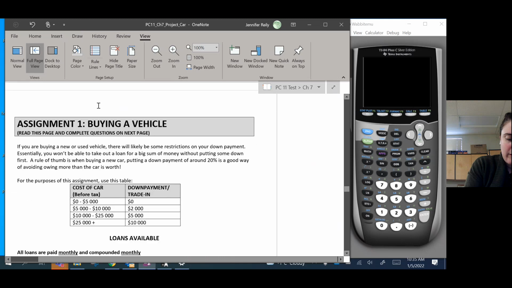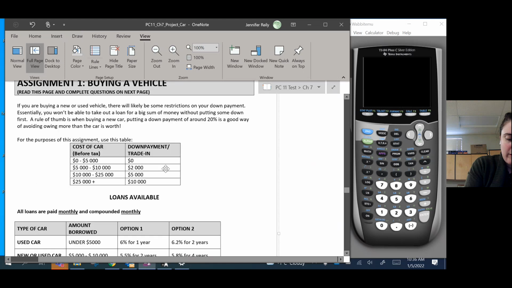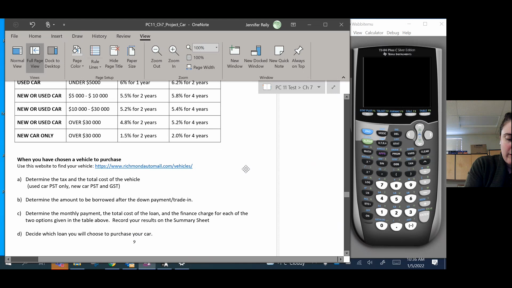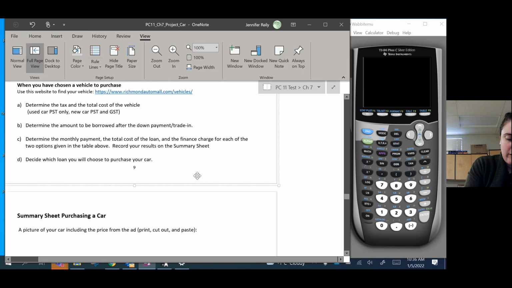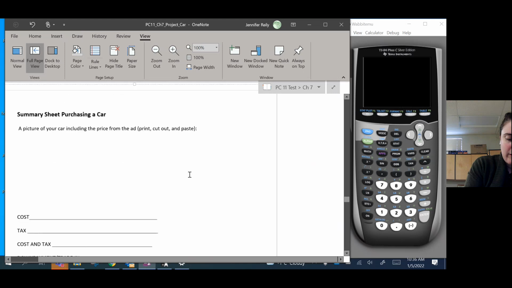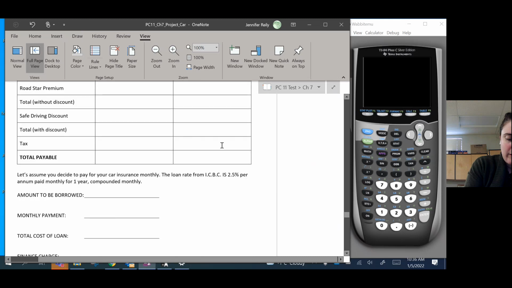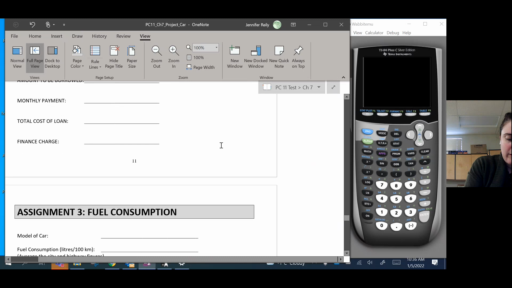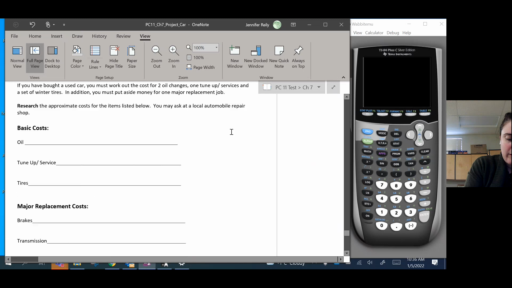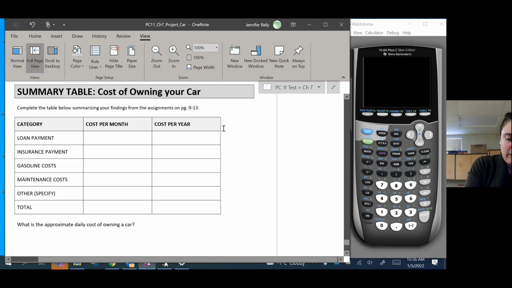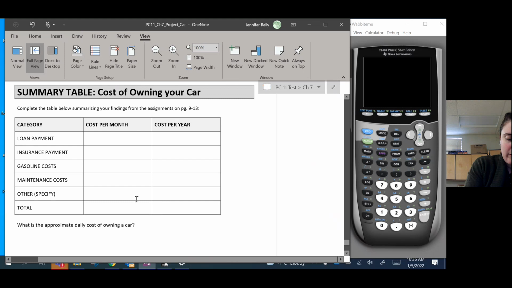Now you're going to be going through and doing the actual assignment or project. So this is where you're going to find your own car. There's a website here that you can use to find it. And then you're going to be going through all the same types of examples we just did, but for the car that you choose. So everyone's calculations are going to be different depending on what car they choose. And then at the very end on the last page, it's a summary of all the different costs and how much it's going to cost you per month and also per year.